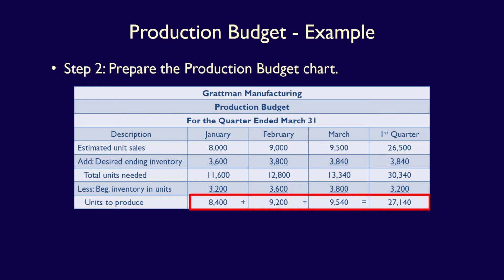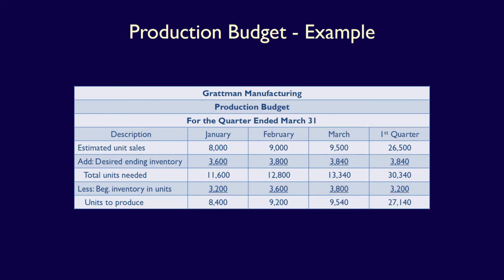We can do a quick final check to ensure our calculations are correct. By adding the units to produce for January, February, and March, we can see if it equals the units to produce for the first quarter. 8,400 units plus 9,200 units plus 9,540 units is equal to 27,140 units, so we know our chart works perfectly.